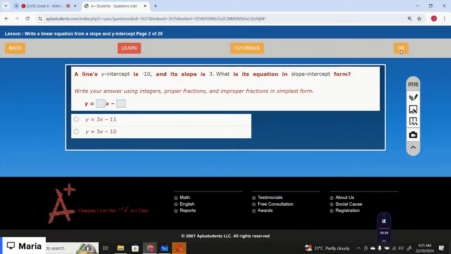A line's y-intercept is -10 and its slope is 3. What is the equation in slope-intercept form? So which is the correct option? The slope is 3 and the y-intercept is -10. So which is the correct option?